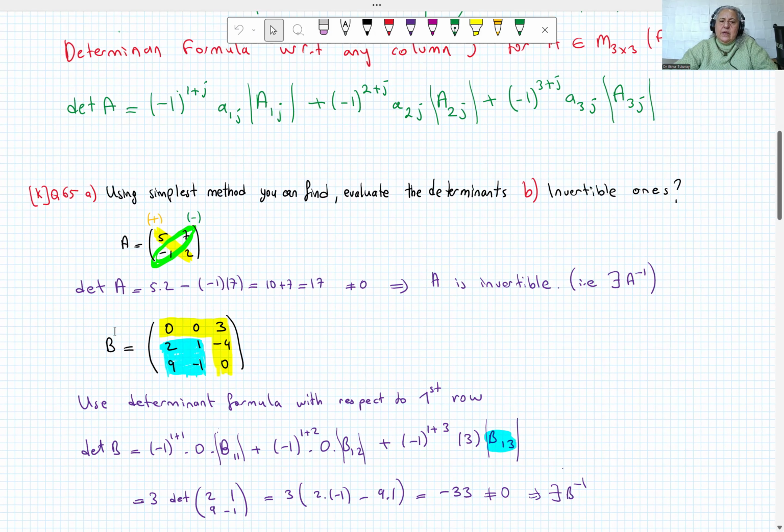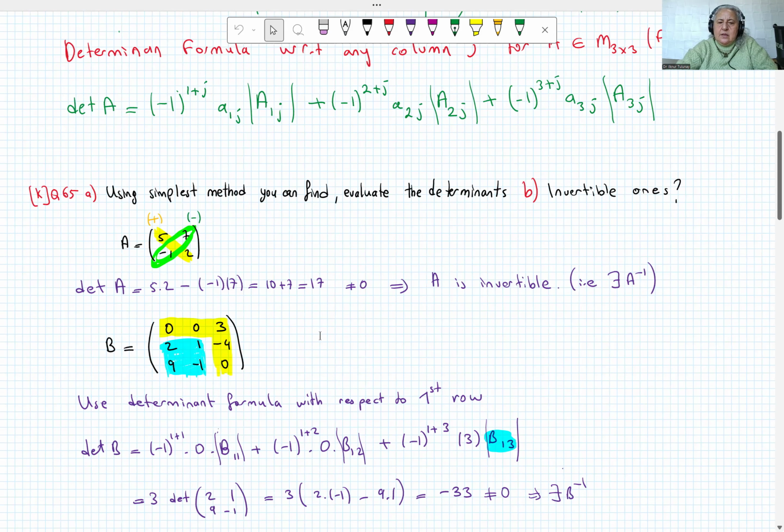For example, if you want to calculate the determinant of a 2 by 2 matrix, this is the main diagonal, so 5 times 2, minus the opposite diagonal, which is negative. That's minus this times this, which is minus 7. But since you have a negative here, you get plus 17. So the determinant, plus 17, is not equal to 0, so A has an inverse. You can check it out and find it.